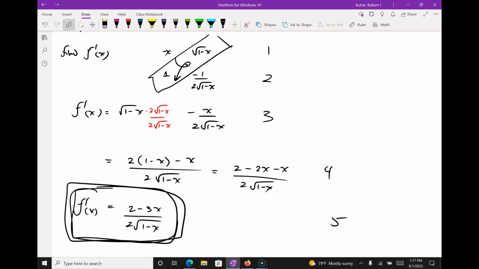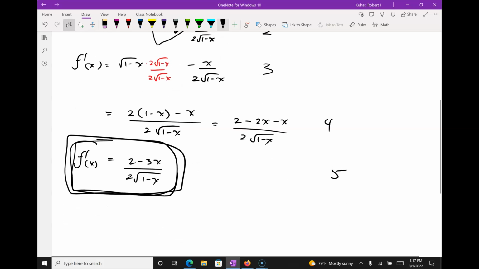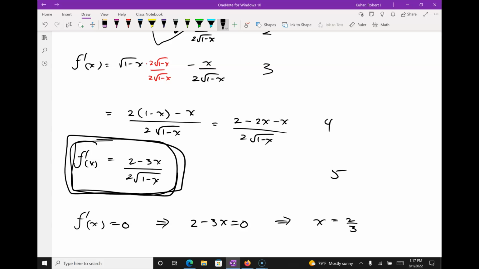Everyone okay with the derivative? Remember, I'm trying to always get my derivative as a single fraction completely factored. For the next step now, I want to find when f prime of x equals 0, and that is when I get 2 minus 3x equals 0. That is when x equals what, 2/3? That's a critical value. Is that between my endpoints? Yes.